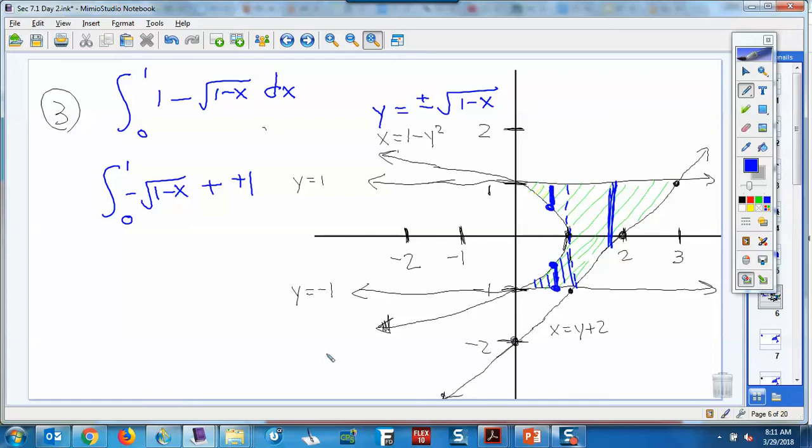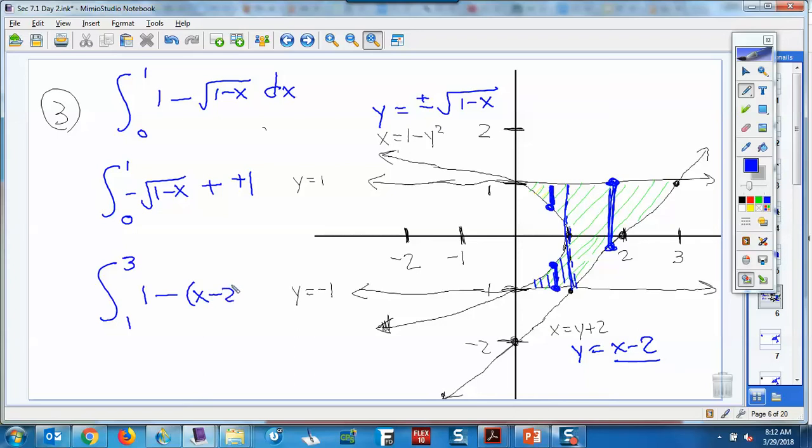Unless it actually said set up an integral for each of the 3 regions, then you would want to do that. This region is just a triangle, so you could actually use geometry. But if, again, they said set up an integral, the strips would fill the space from 1 to 3, and then you would have top y value 1 minus bottom y value, which would be x minus 2. The y value here would be x minus 2.